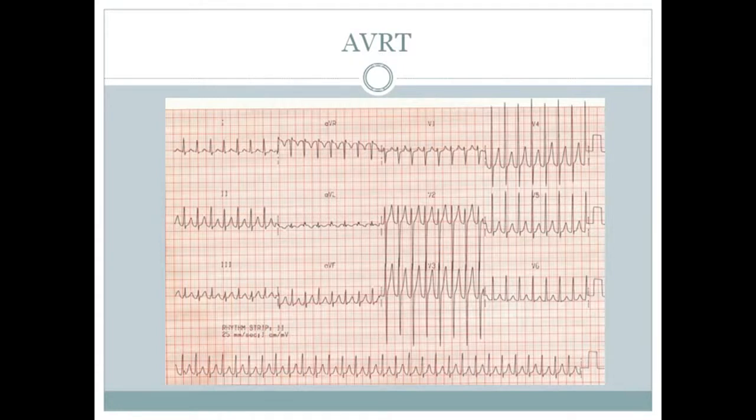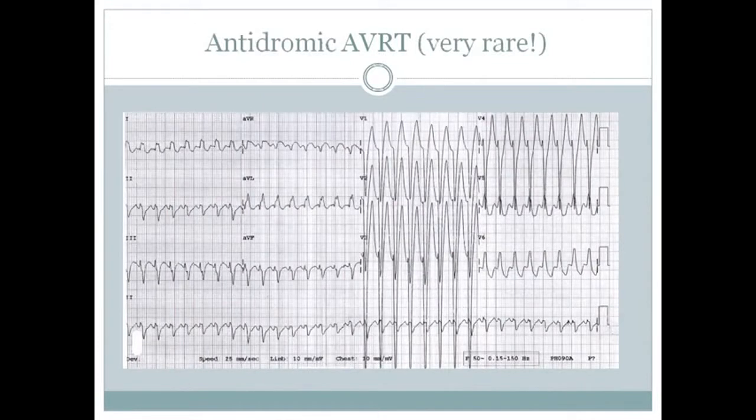This is a classic example of AVRT. It looks like AVNRT. If you look at it, it looks similar. It's difficult to differentiate, that's why we clump them together, clinically, not electrically. And here you don't see that P wave, but we're going to talk about it. This is a classic example of an antidromic: wide complex, regular, rare. Whenever you see something like this, think it's VTAC, don't think it's this. But it's going to be in our differential.